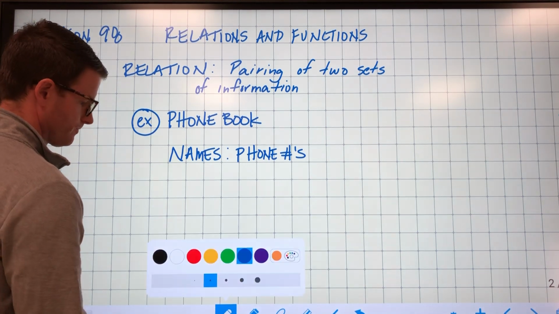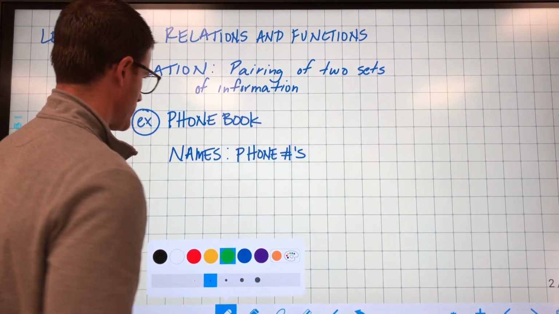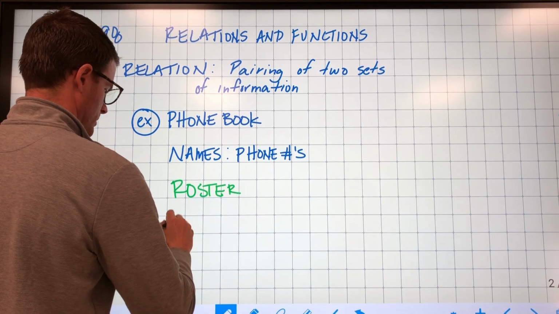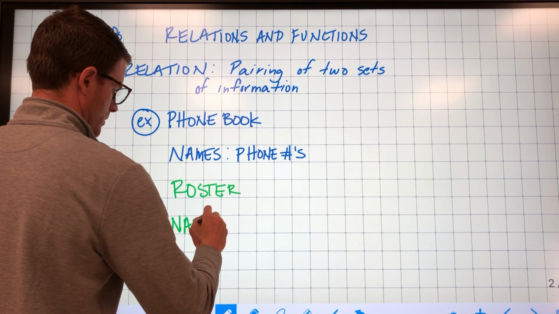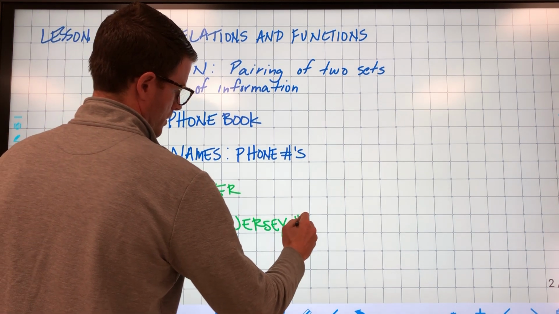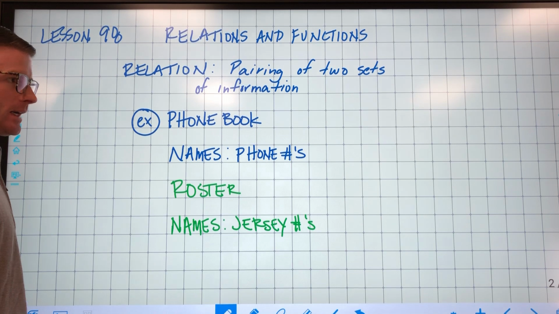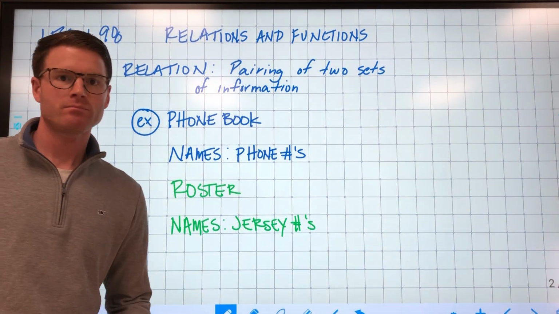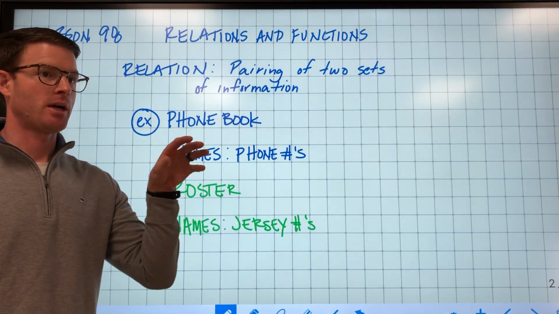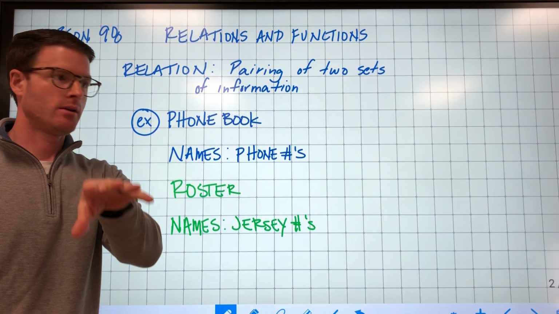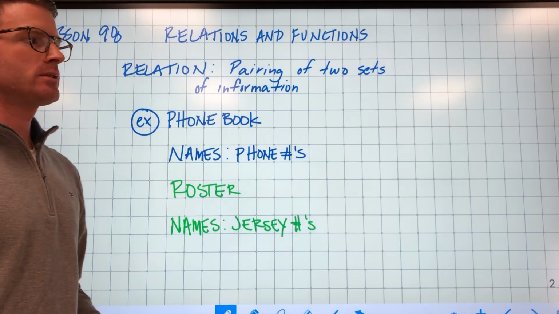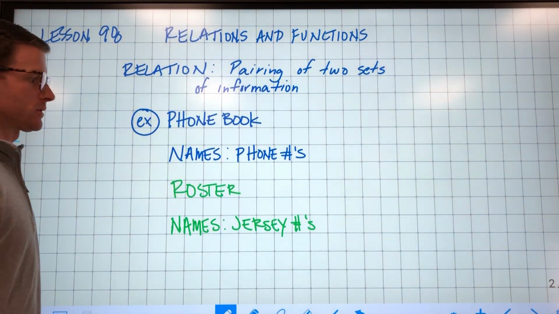Another example, a sports roster. It pairs the names of the players with their jersey numbers. Some other examples: a soda machine. We used the soda machine before when we were talking about functions. It pairs the button and the label on the outside with the can that comes out. So a couple examples of relations.